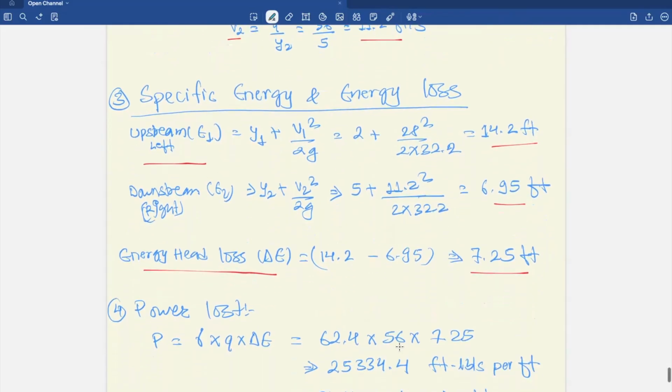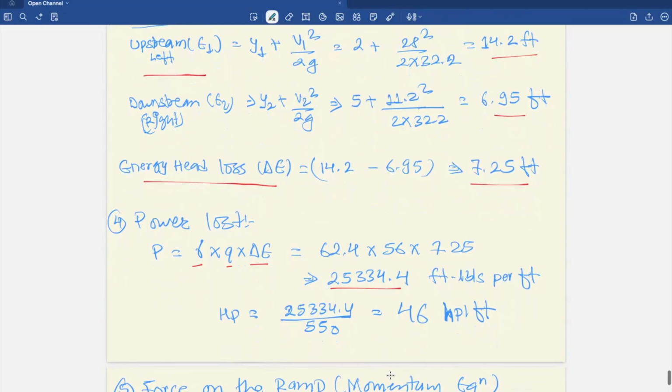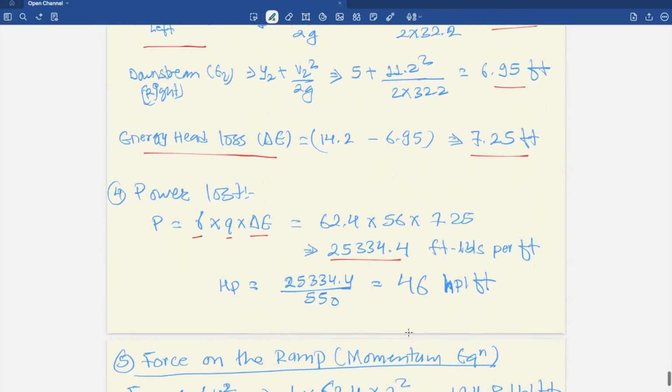And similarly, we can also compute power loss. So it will be equal to rho times Q times delta E. Since we know the specific weight of water, we know Q, and we know delta E, when everything is here, we just put the numbers in the equation, and we get 25,334.4 foot-pounds per second per foot. And when we convert that into HP, it will be equal to 46 HP per foot.